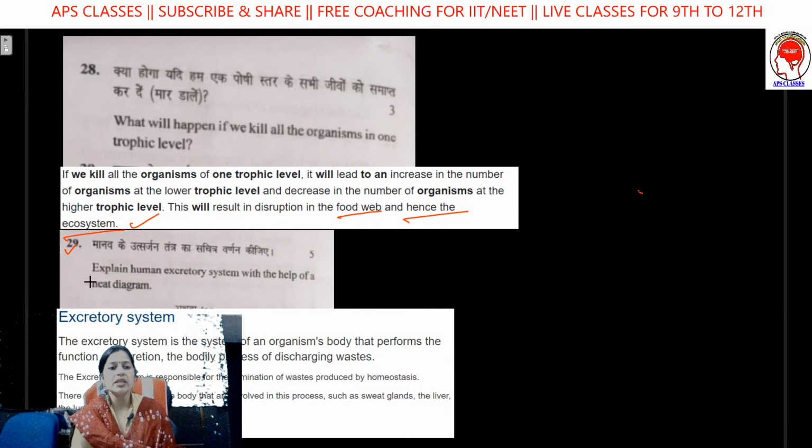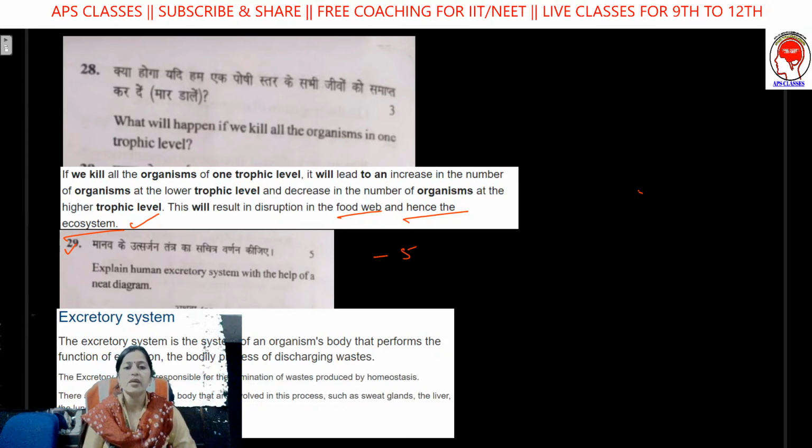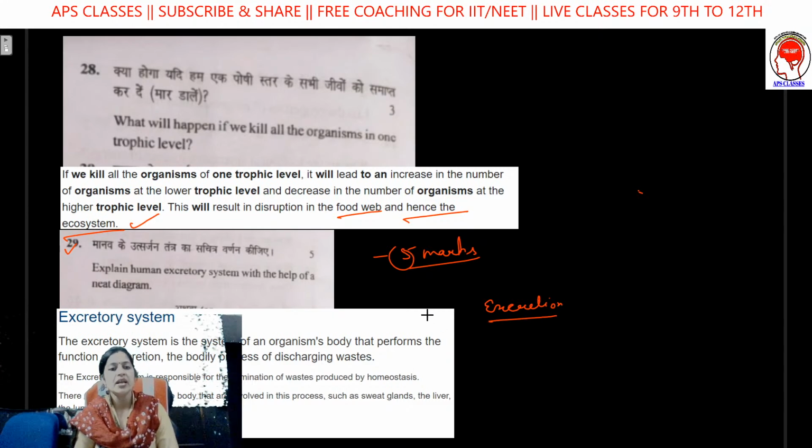Next is your question number 29, and your question number 29 is: explain human excretory system, and this question carries 5 marks. The excretory system of a human is a system of an organism's body that performs the function of excretion. That means the main function of the excretory system is excretion. That means the process of excretion is totally based on the excretory system.